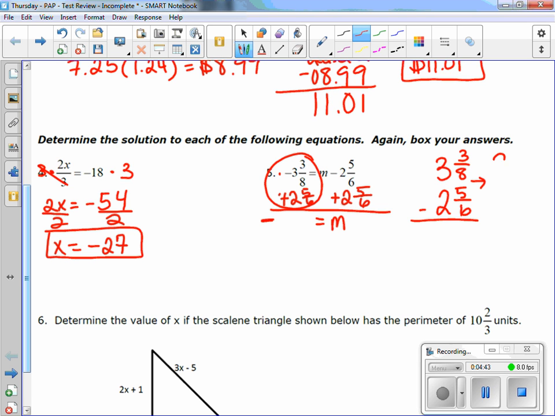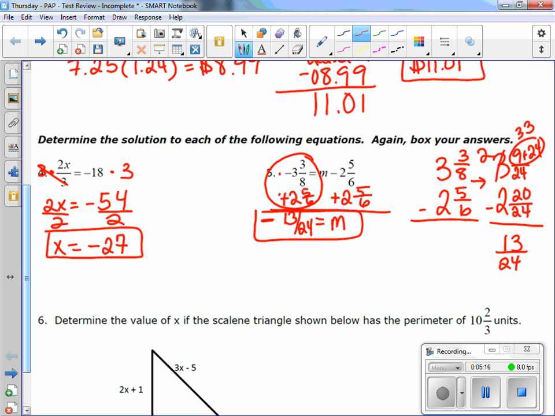The common denominator here is 24, so I multiply the top one by 3 and the bottom one by 4. Now, I can't subtract without borrowing, so I'm going to add 24 to this 9. 24 and 9 gives me 33. So I've got 2 minus 2, so there's 0 holes left. But 33 minus 20 gives me 13 out of 24. So my answer is negative 13 24ths.